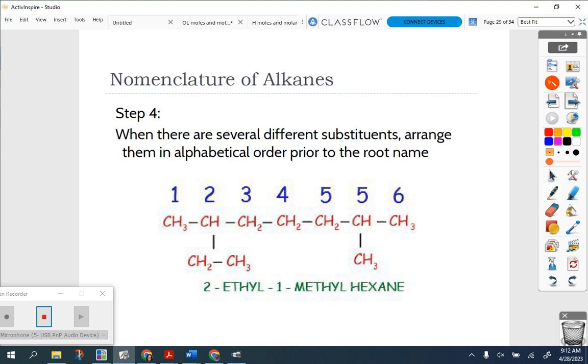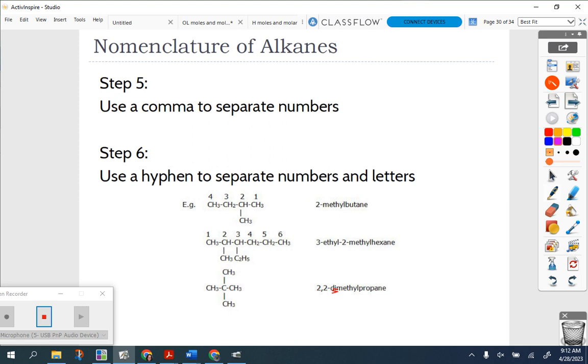That is a typo. Okay, so commas separate numbers, and hyphens separate numbers and letters used for the substituents. If it's like 3-ethyl, 2-methyl, you don't need a comma. It's only if you have 2 of the same type of substituent that you use a comma, and then the di, tri, tetra, etc.